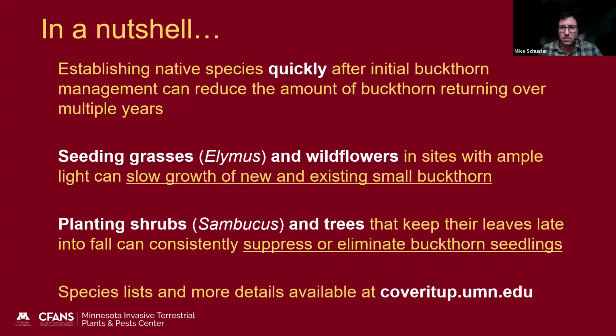Right, so in a nutshell, establishing native species quickly after initial buckthorn management can reduce the total amount of buckthorn returning over multiple years. We've seen that consistently across our experiments, particularly things like wild ryegrasses and wildflowers in sites with about 10% or more canopy openness are going to do a really good job. Planting shrubs, things like elderberry or trees can also suppress or eliminate buckthorn invasion if those are species that hold their leaves late into the fall.